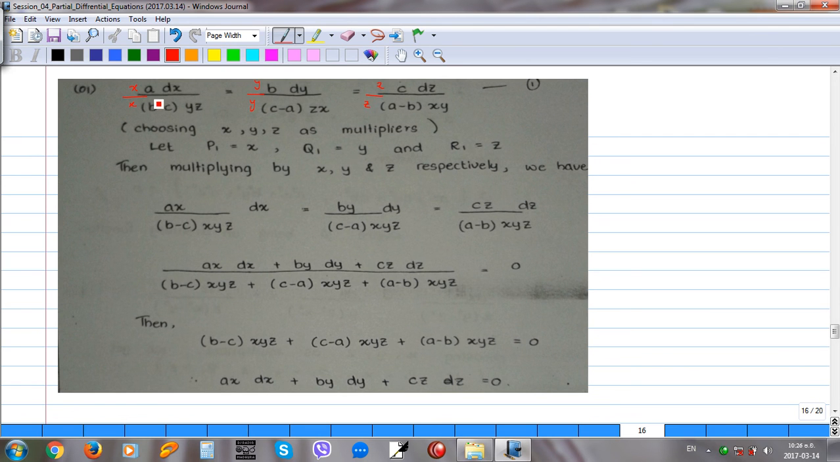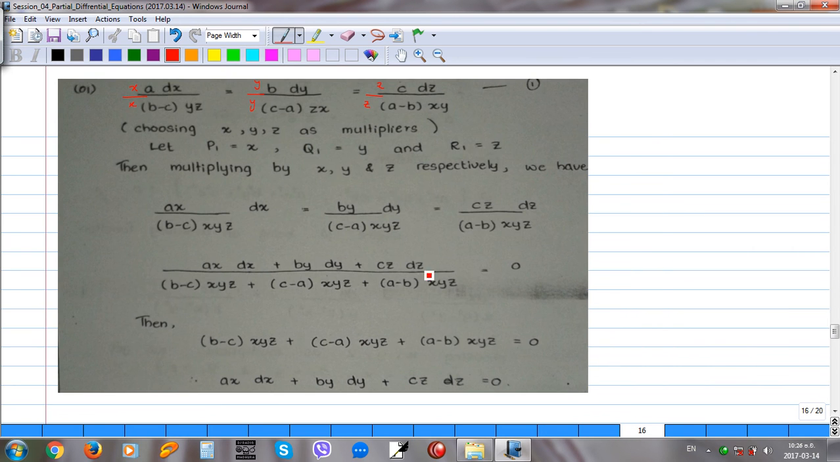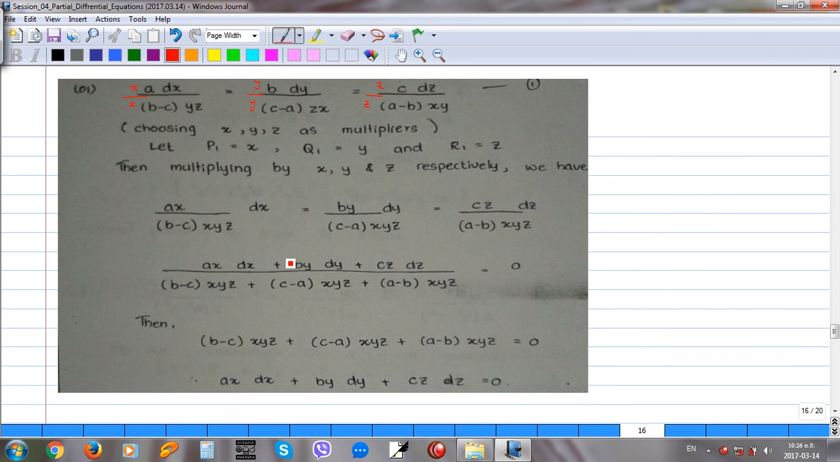Then you can take ax over (b minus c) xyz times dx, then by over (c minus a) xyz times dy, then cz over (a minus b) xyz times dz. Now the equation is reduced to that form. That's why we choose those multipliers x, y, z and converted the equation into that form. Now if the equation is in that form, according to this rule you can write it in this way. P1 over P. So what is P now?